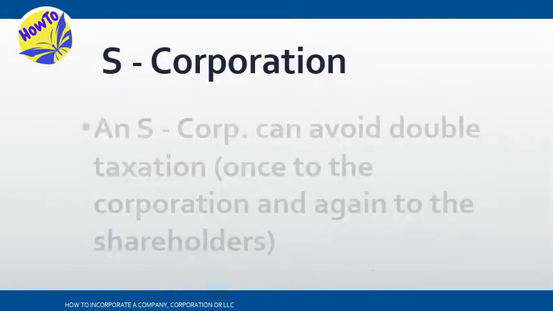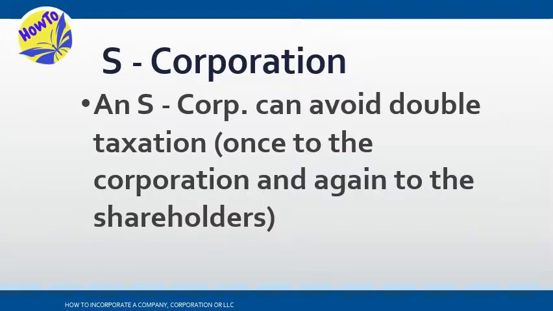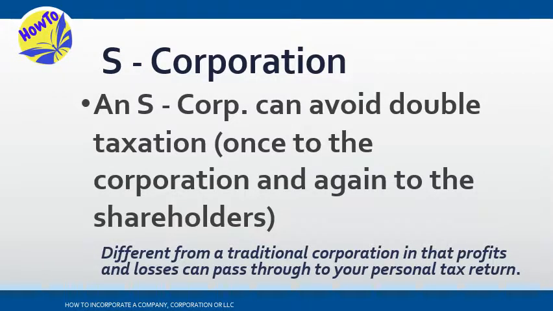An S corporation can avoid double taxation. That is, once to the corporation and again to the shareholders when they are paid dividends. The difference from a traditional corporation is that the profits and losses can pass through to your personal tax returns. But there is a caveat here. Not everybody can be a shareholder in a US S corporation. To be a shareholder of an S corporation, you have to be a US citizen, resident, and a taxpayer.